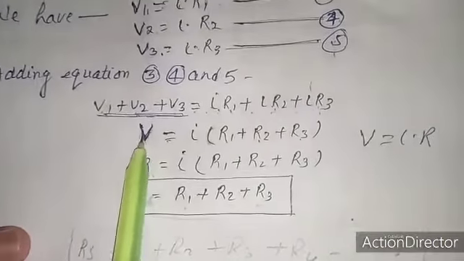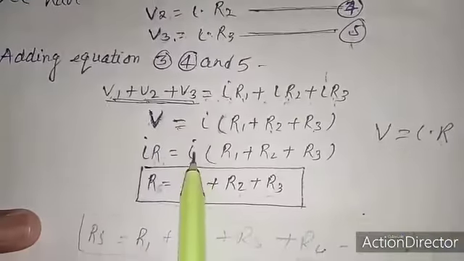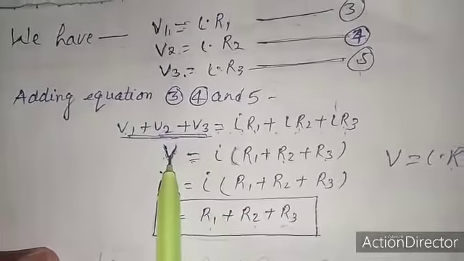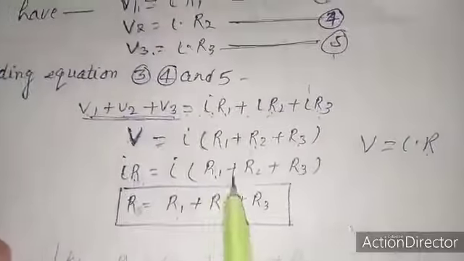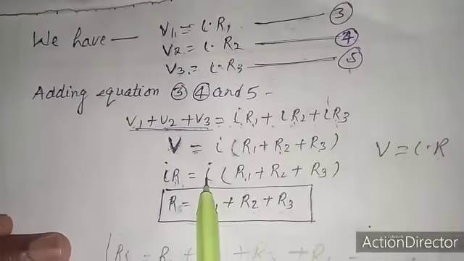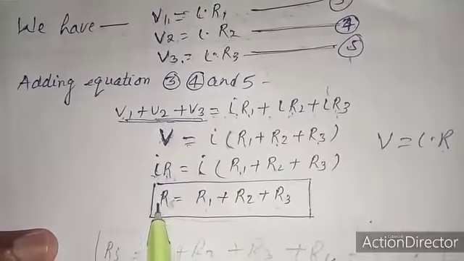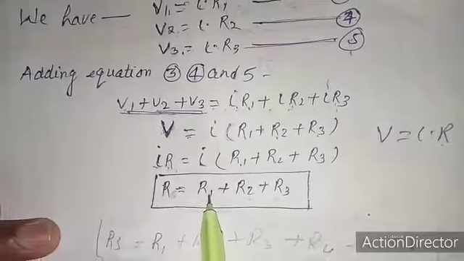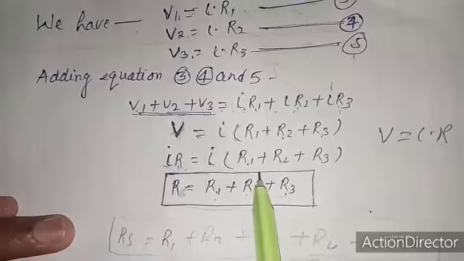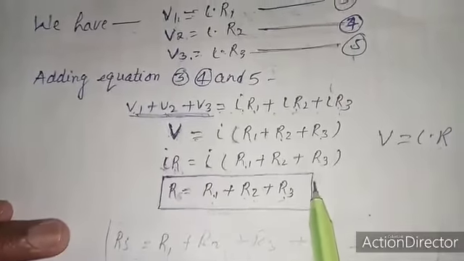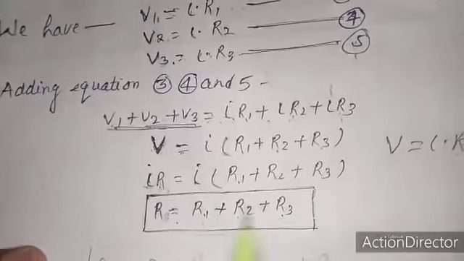At the place of V, put the value I into R. Then I into R is equal to I in bracket R1 plus R2 plus R3. I is common on both sides, so I is cancelled out. Now we get capital R is equal to R1 plus R2 plus R3. This is the equivalent resistance in series combination. This is the total resistance in series combination.